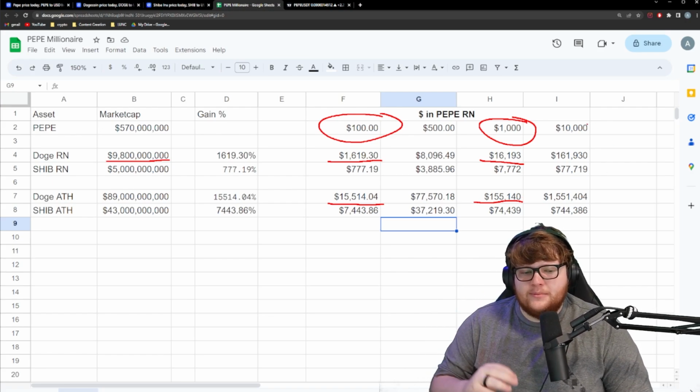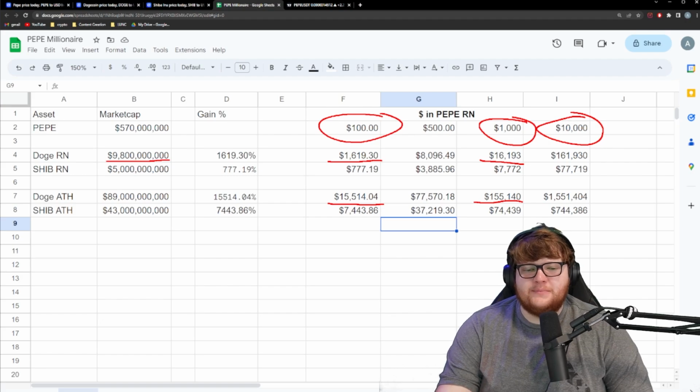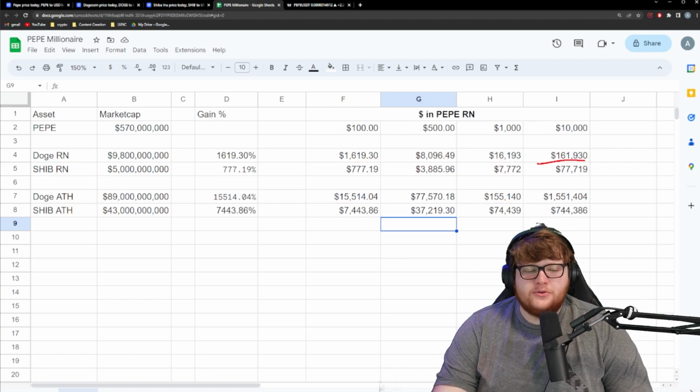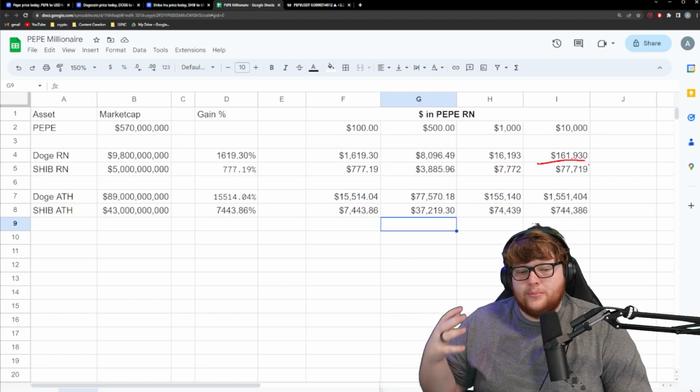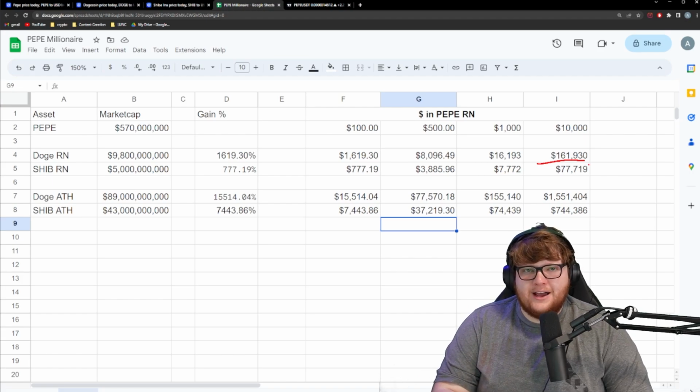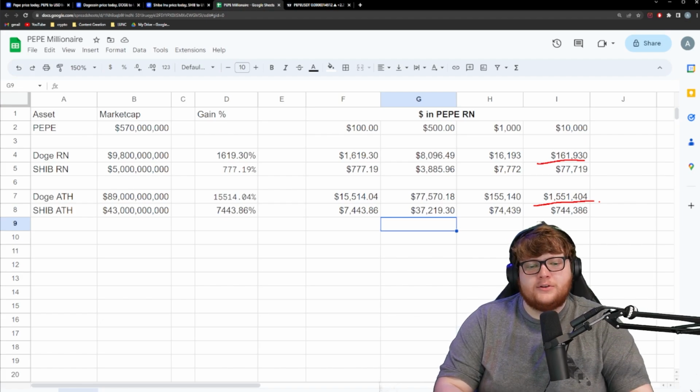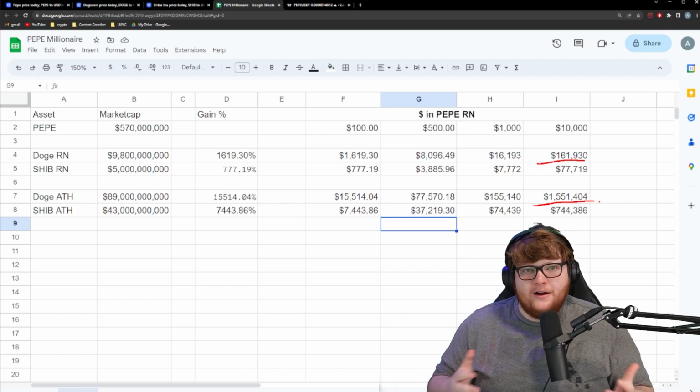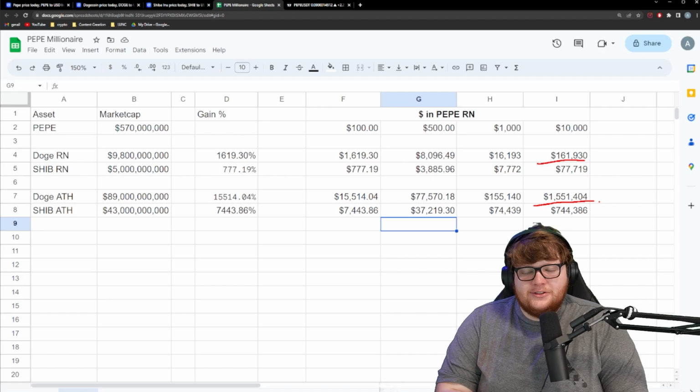Now, let's say you stretched a little bit and you went for $10,000 into Pepe right now. If we went to the Dogecoin current price, you'd be looking at $160,000. If we went to Dogecoin all-time highs, you'd be looking at $1.5 million. You'd literally become a millionaire off of a $10,000 investment into Pepe if we went to Dogecoin all-time highs. Now, the question is, how do we make that happen?